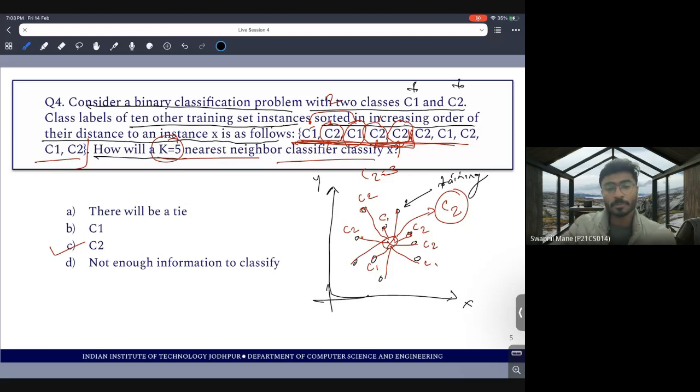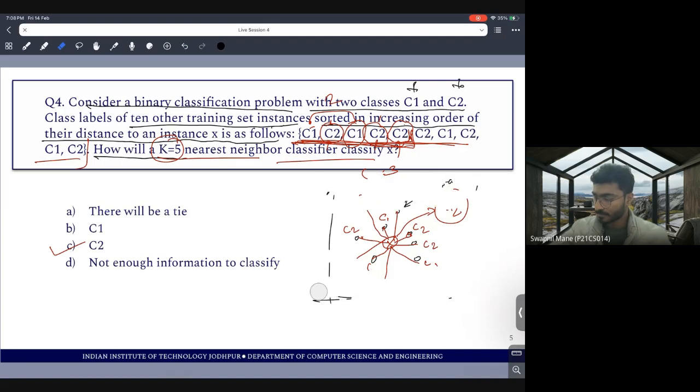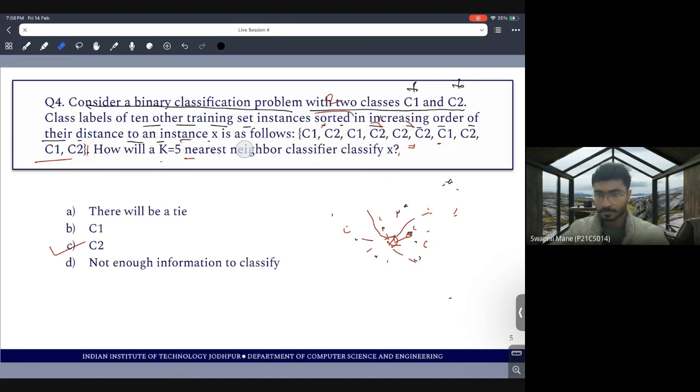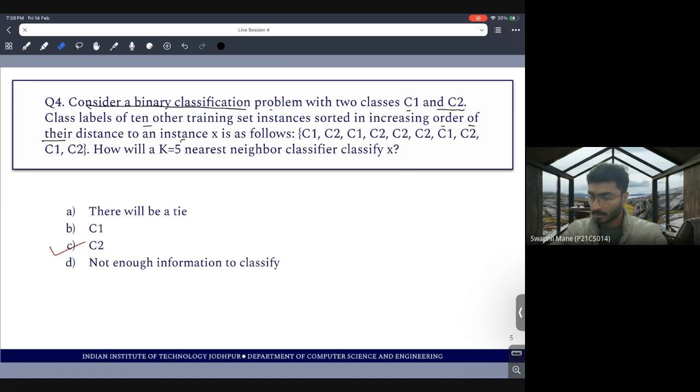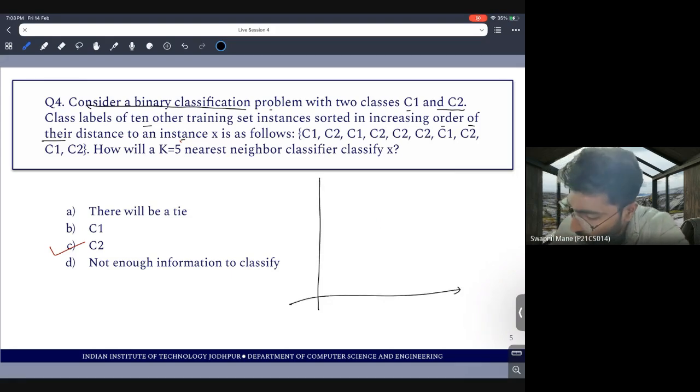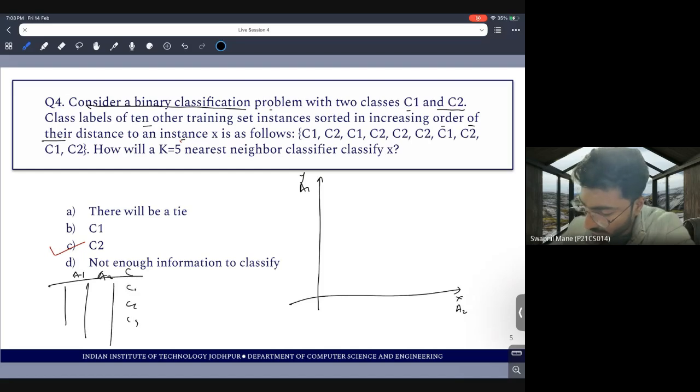So in the k nearest neighbor, what are we actually doing? Firstly, whatever training points we have, these are the attributes, attribute 1, attribute 2. Let's assume we have a table. This is attribute 1, attribute 2, and this is the class, C1, C2, likewise, because this is binary. This is object 1, object 2, object 3, object 4, likewise.